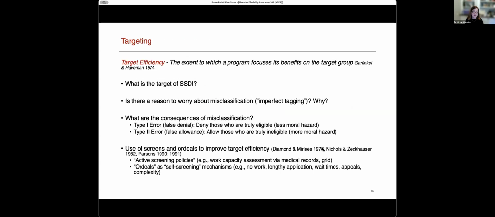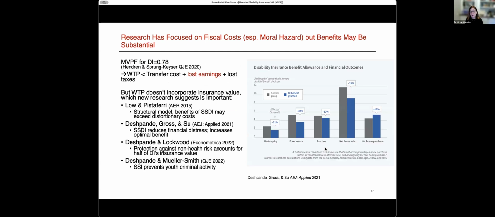I have largely told you about that. I want to say just a couple of things about the program that I think will interest you, given what I know about your research areas so far. The research on SSDI has largely focused on moral hazard and fiscal costs, like how many people are getting benefits who really actually could work. I've contributed to this literature. I have something new to say about that, but there has been much less research on what the benefits of the program are, okay? And as economists, we care about welfare and the value that people get from programs.